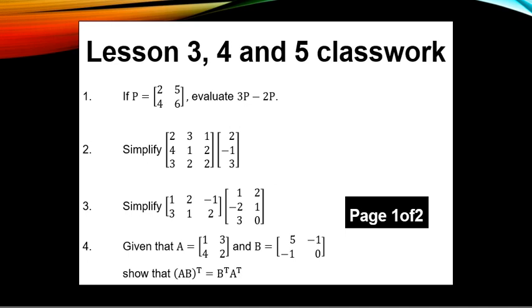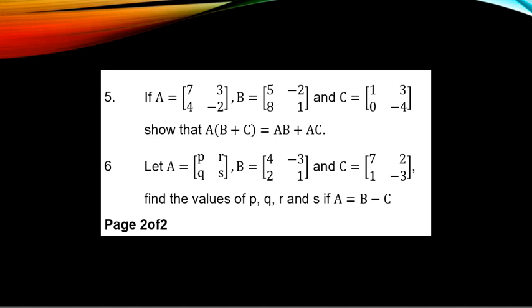Number 1, if P is equal to this matrix, evaluate 3P minus 2P. Number 2, simplify. This is matrix multiplication. Number 3, the same matrix multiplication. Then number 4, we want to verify one property of matrix multiplication. Number 5, we have 3 matrices A, B, C, and we want to verify another property of matrix multiplication.